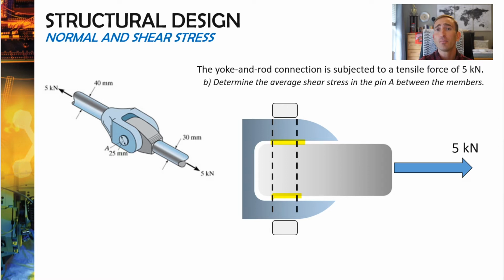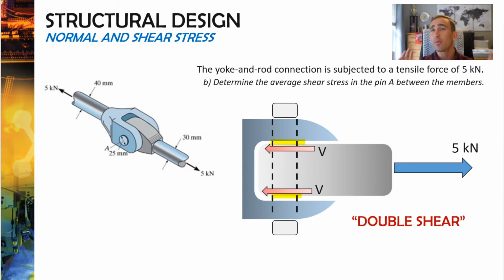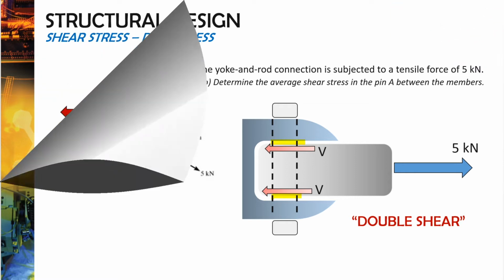Now this is a very important concept to understand. Because our pin can break in two spots, it's going to have two shear forces fighting back. And as a result of that, we call this double shear. So double shear really just means you've got two shear forces fighting back. Let me illustrate what that means a little bit more with this diagram.